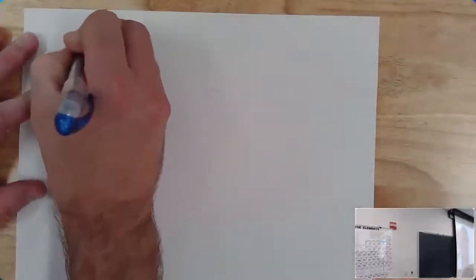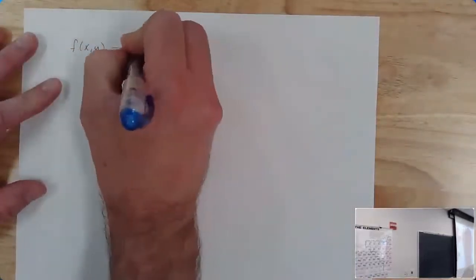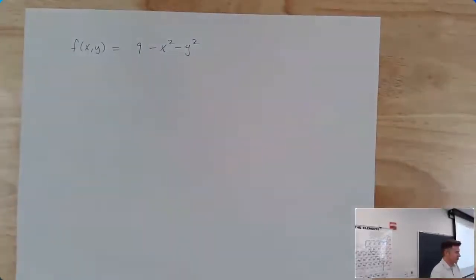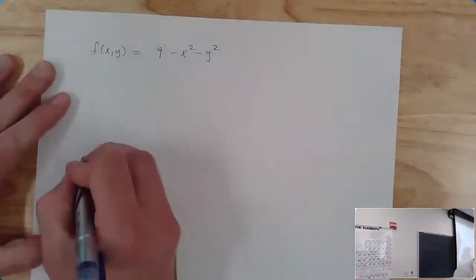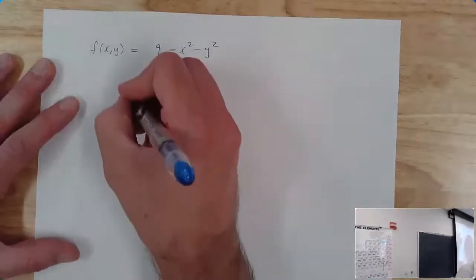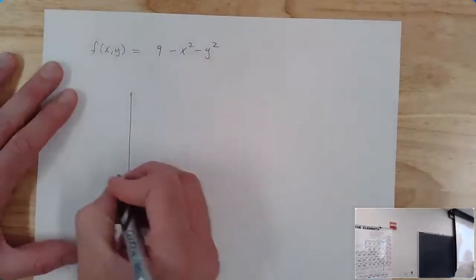I'm going to go back to my favorite function of two variables because it's easy for me to draw. I'm going to look at f of x comma y equals 9 minus x squared minus y squared. It looks vaguely like this. I want to be super precise about it, so let's draw the thing.